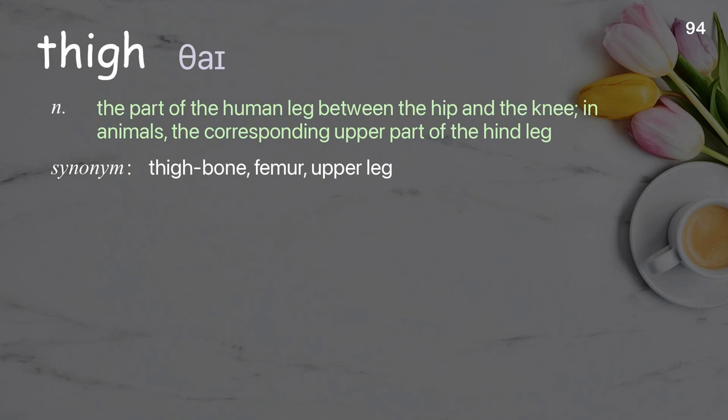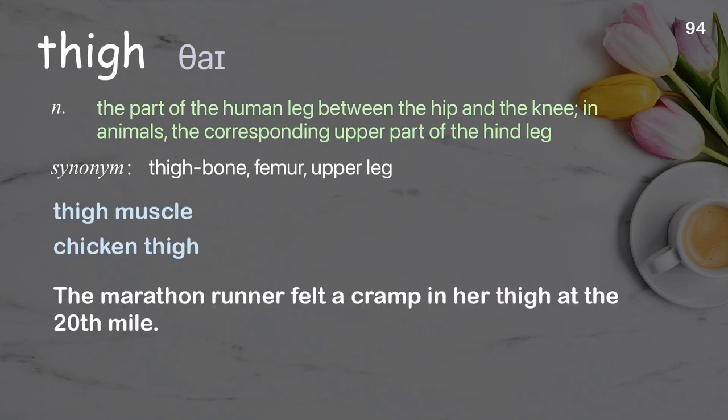Thigh. The part of the human leg between the hip and the knee, in animals, the corresponding upper part of the hind leg. Examples: thigh muscle, chicken thigh. The marathon runner felt a cramp in her thigh at the 20th mile.